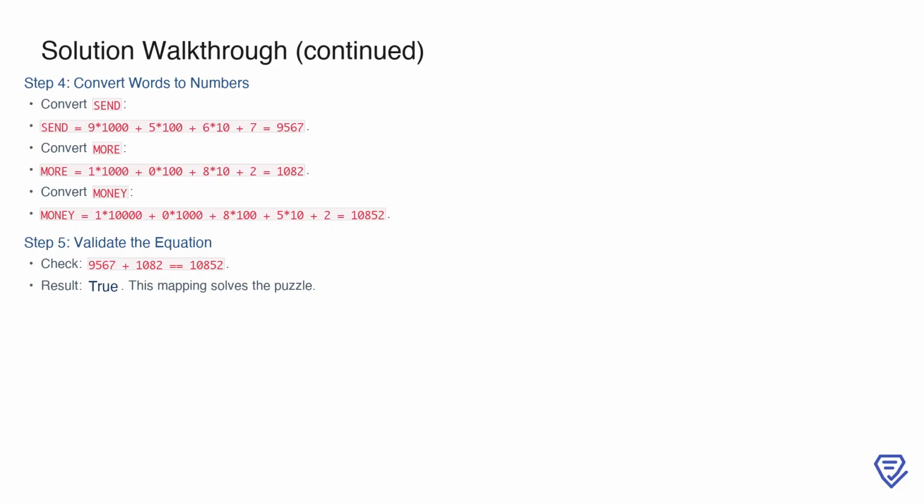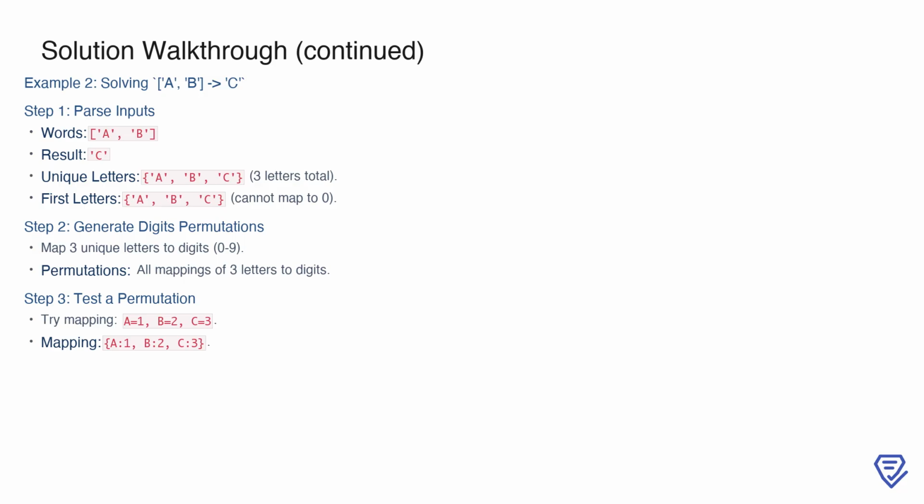In this case, it does, so this mapping successfully solves the puzzle. In the next example, we simplify the problem to the words A and B, with the result being C. Parsing the input reveals just 3 unique letters, A, B, and C, all of which must be mapped to digits. Since each of these letters is a first letter, none can be assigned the digit 0. We then generate all possible permutations of 3 digits from 0 to 9 to map these letters.